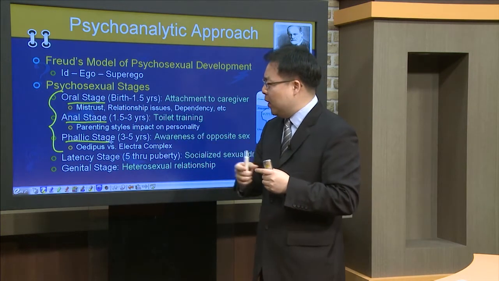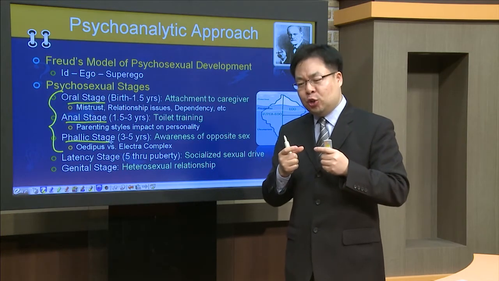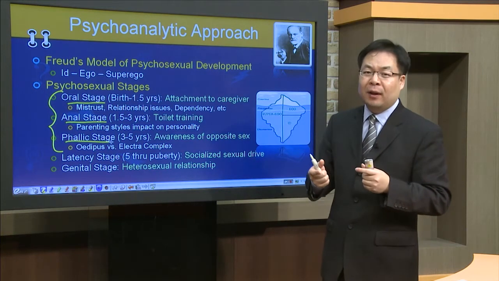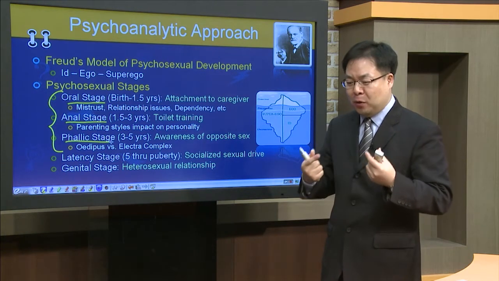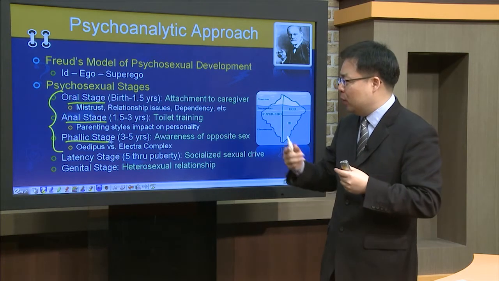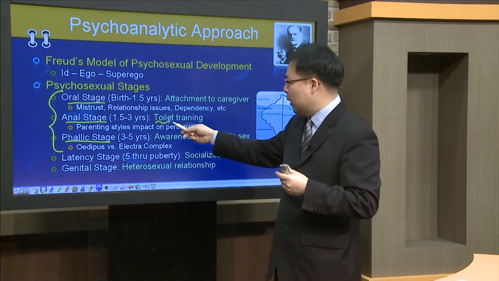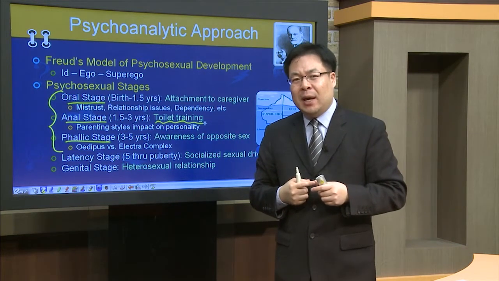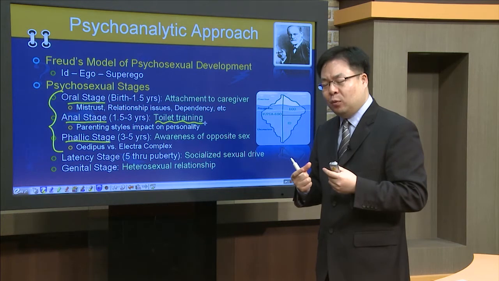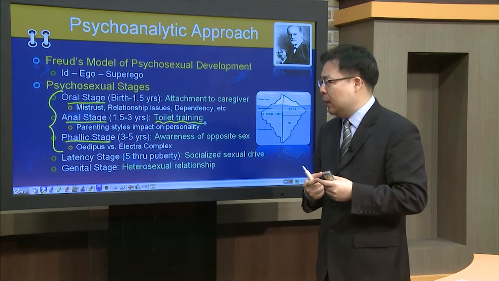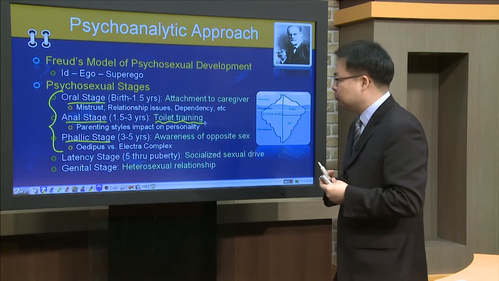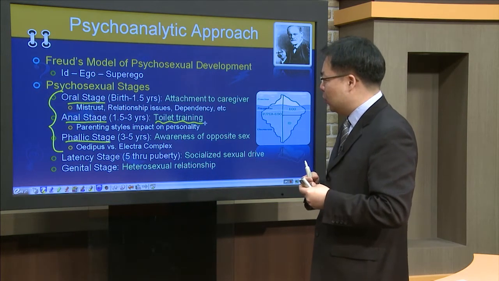But from 1.5 to 3 years, a child has the first kind of rule in their life. That is toilet training. And the parents are very interested in and very careful about their parenting for toilet training. And Freud believed that when we train them, if we are too strict, that will impact their abnormal development. So this is the parenting style's impact on personality.